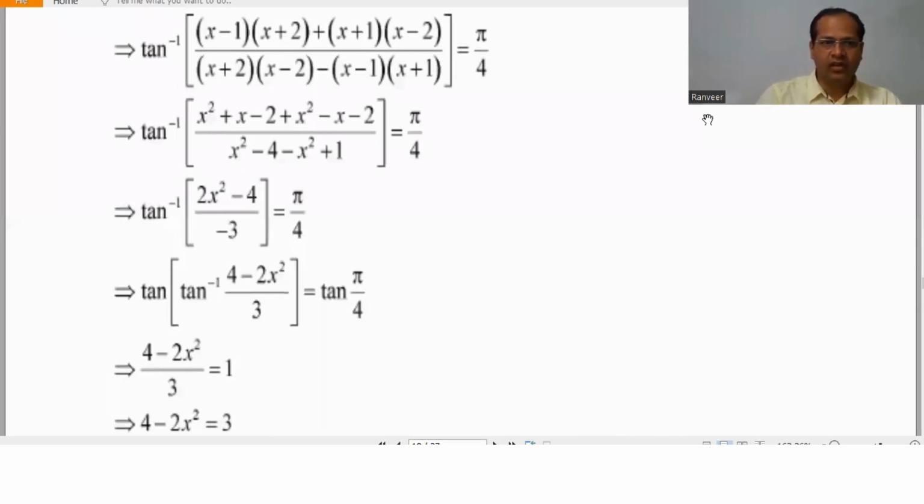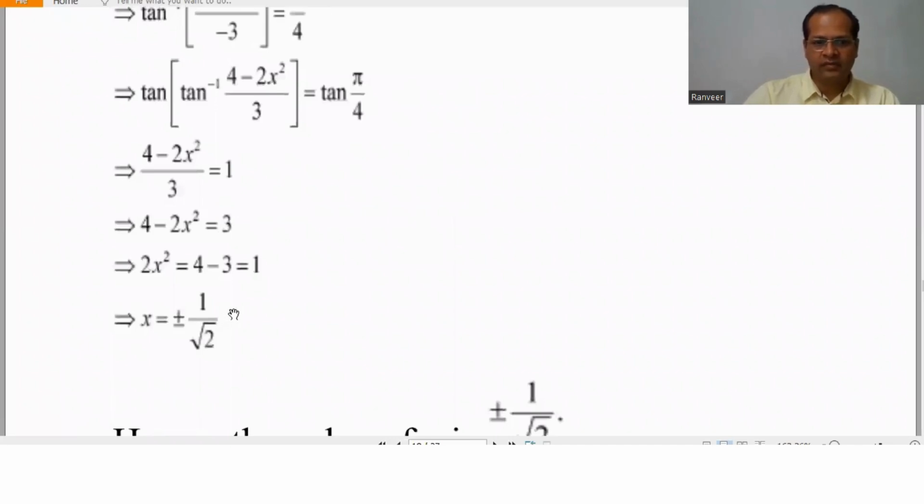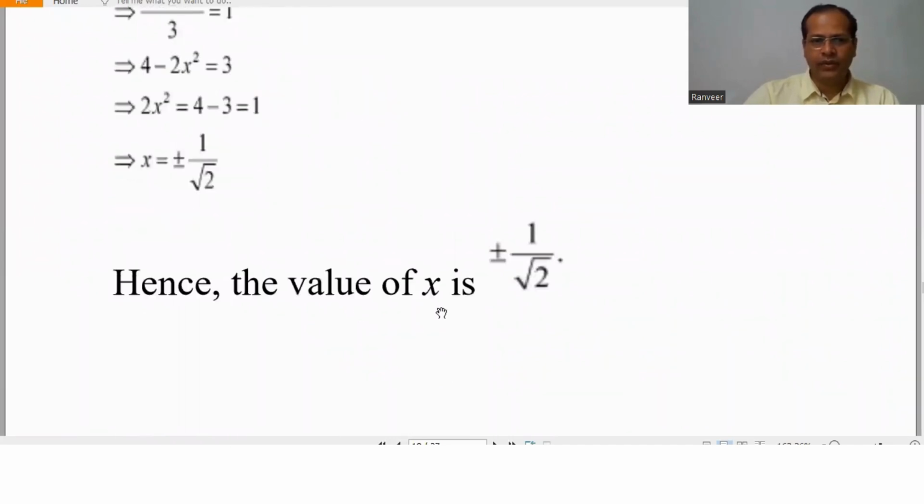So after solving all this value, we got tan inverse of (4 minus 2x square) equal to tan inverse of... this angle is equal to pi by 4, so tan of this angle is equal to 1. And after solving this, we get the value of x: x equals plus minus 1 by root 2.